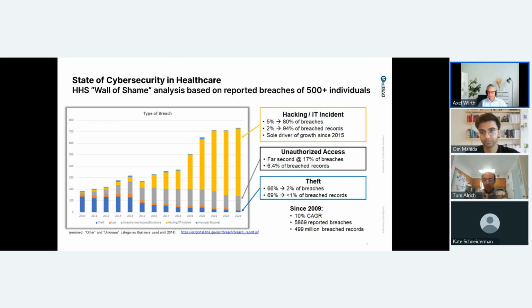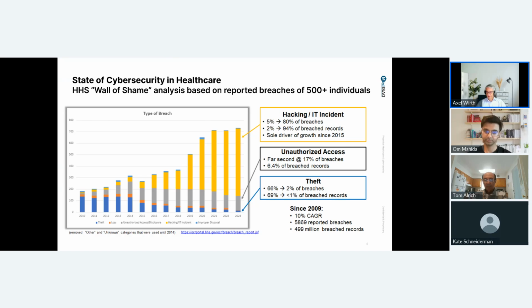There are a couple of learnings from this slide, from this analysis. One being that regulatory incentive can work, right? If you look at the bottom category, the dark blue, that is theft of things like laptops, external hard drives, and so forth. That used to be in the early years the leading cause of data breaches, and is now down to less than 1% of the breach records, 2% of total breaches. And the reason for that, in my interpretation, is the fact that there is an exemption in the breach notification law that says if the stolen device is encrypted, then you don't have to report it.